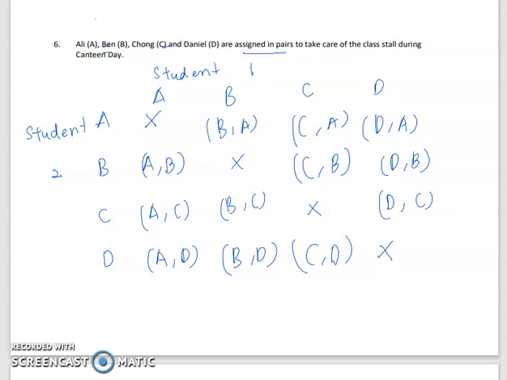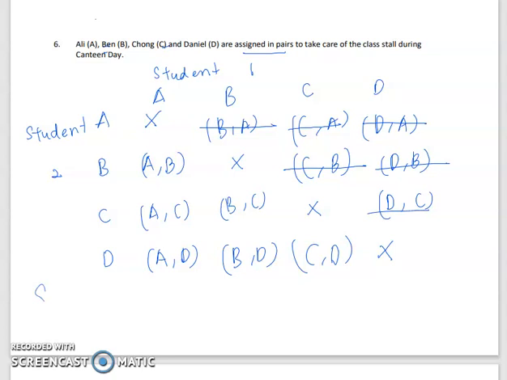Now, since this is involving a person, if we see similar pairs, then we only need to write it once. For example, Ali and Ben, and Ben and Ali. These are the same pair, right? Same persons, so we don't have to write it twice. Same also, Chong and Ali, and Ali and Chong. We don't have to write it twice. And then Daniel and Ali, and Ali and Daniel, the same thing. Okay, so we have Chong and Ben. So Ben and Chong is the same pair, right? Same persons, so you don't have to write it twice. And then Daniel and Ben, so we have Ben and Daniel here. So no need. And then Daniel and Chong, Chong and Daniel. No need.